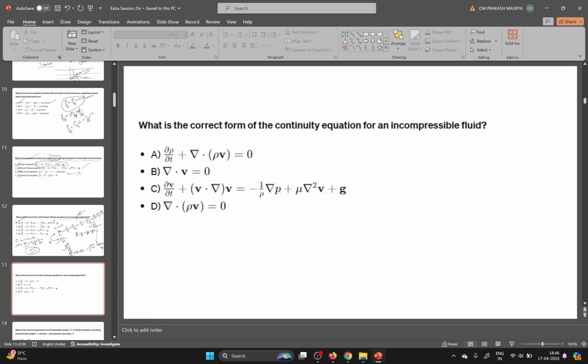Now moving ahead to the next question. What is the correct form of the continuity equation for an incompressible fluid? Here, for an incompressible fluid, rho is constant, and we are talking about the continuity equation.